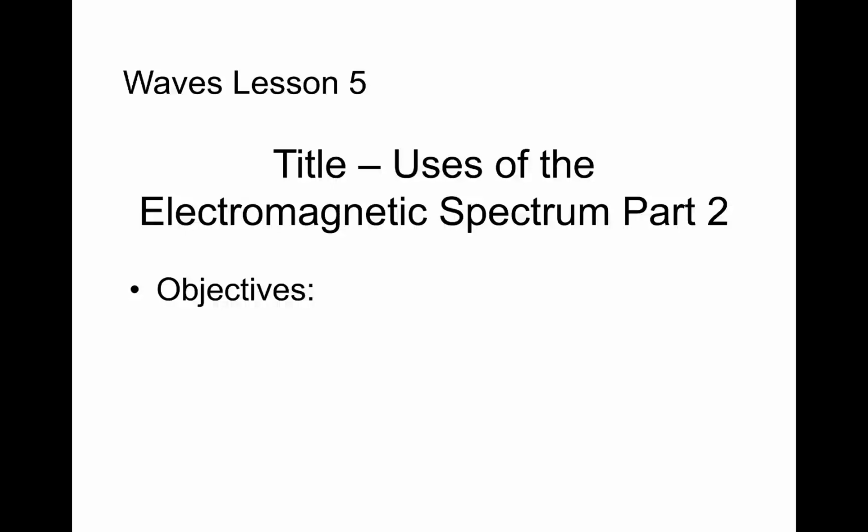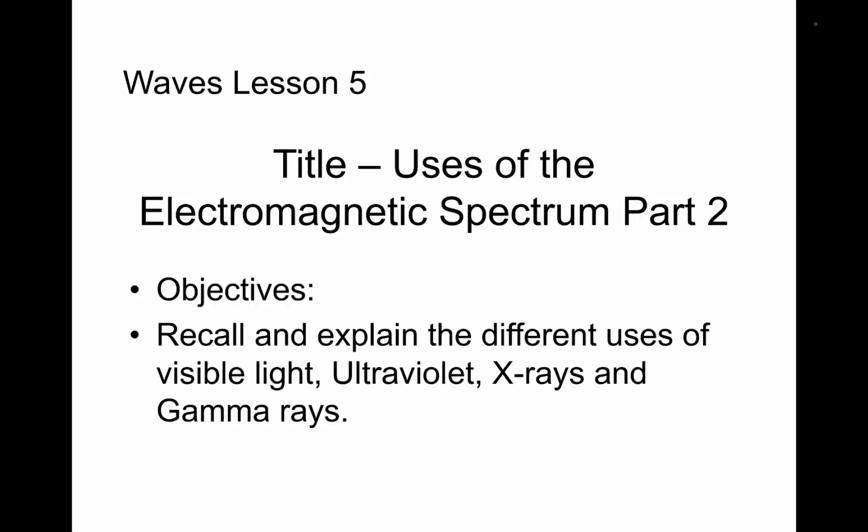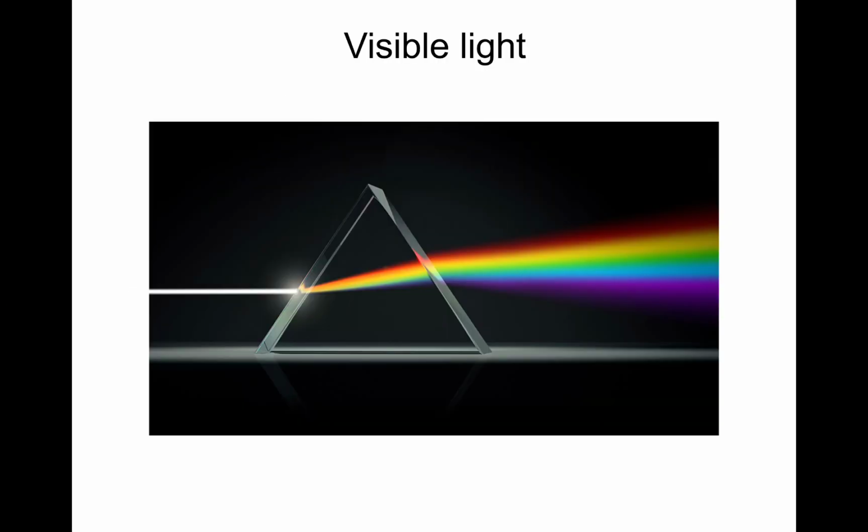Hi there, this is Waves Lesson 5, and this is Uses of the Electromagnetic Spectrum, Part 2. So the objective is recall and explain the different uses of visible light, ultraviolet, X-rays, and gamma rays. In the previous lesson we did radio waves, microwaves, and infrared. So this is the second half of the spectrum. Let's start with visible light.